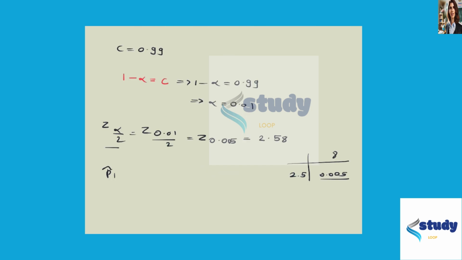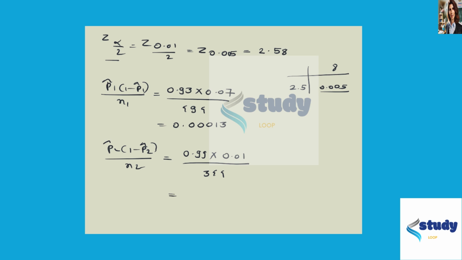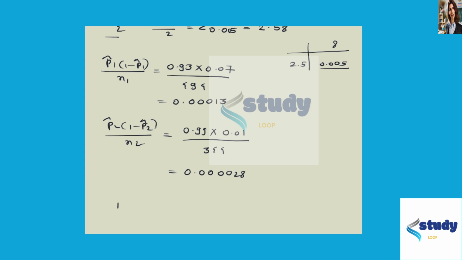Now find P1 hat into 1 minus P1 hat divided by N1. P1 hat equals 0.93, 1 minus P1 hat equals 0.07, divided by N1 equals 494. And after simplification we get this value as 0.00013. Now P2 hat into 1 minus P2 hat divided by N2: P2 hat equals 0.99 into 1 minus P2 hat equals 0.01 divided by N2, 344. And after simplification we get this final value as 0.00028. Now find the margin of error.